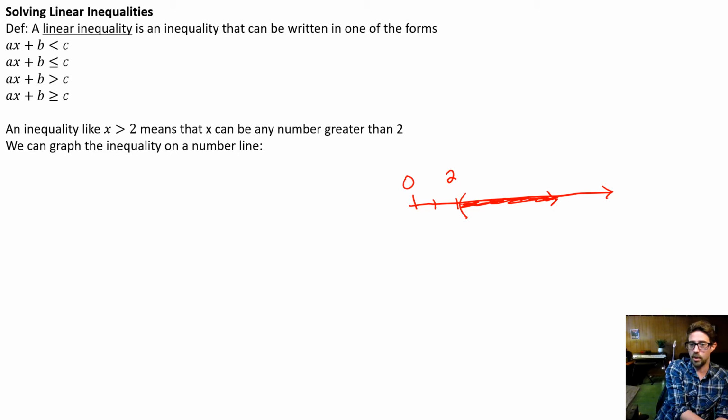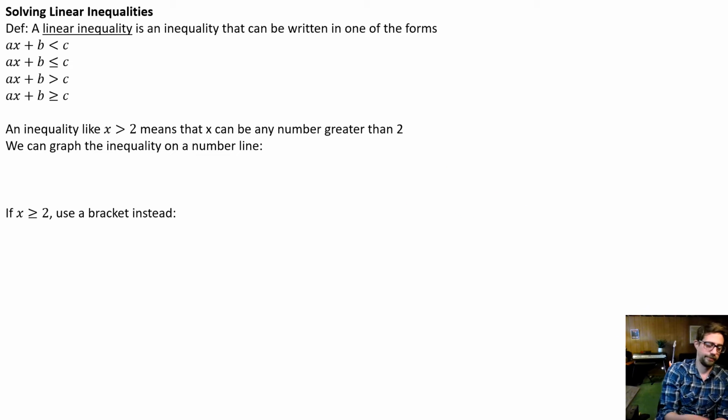Okay, so that's one way I could ask you to leave your answer. That's essentially how we graph that inequality. X can be any number that's in that filled in part, but it can't be 2. And that's why the parenthesis is important. If you put a bracket there, it would be wrong, and I'll show you that.